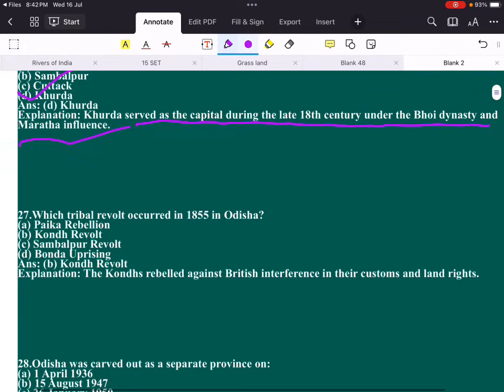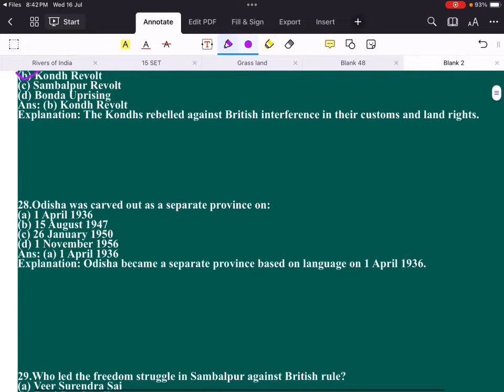Which tribal revolt occurred in 1855 in Odisha? That is Kond revolt. Option B is the correct answer. Odisha was carved out as a separate province on 1st of April 1936. Option A is the correct answer.